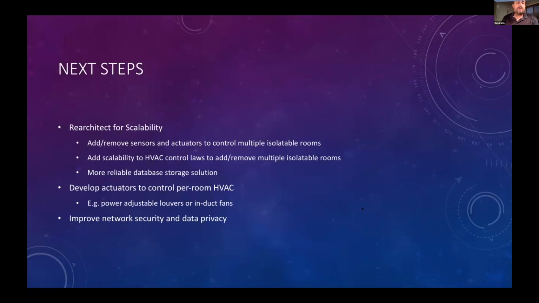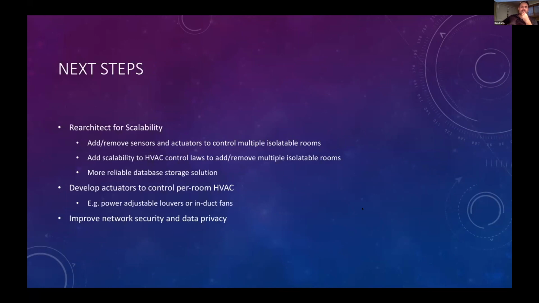The other thing I would want to do is develop some different actuators. The fan is good, but what I'm really thinking about is something along the lines of an in-duct fan that will direct more of the HVAC forced air into the rooms that need it the most, based on the sensor readings. The control law for that is probably going to be the biggest part of this.